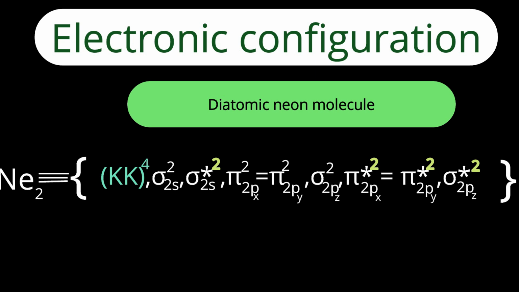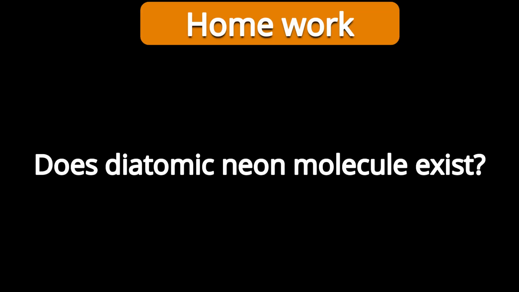Means as is the case for the neon atom, all atomic orbitals which we are considering are completely filled. Here in the neon molecule, all molecular orbitals are filled. And if such a case occurs, bond order remains 0. Neon molecule does not exist, but it's a theoretical approach we are discussing. As homework, a very simple question: does diatomic neon molecule exist? Means does Ne2 molecule in reality exist or not?